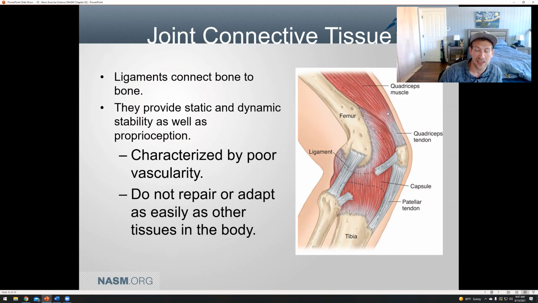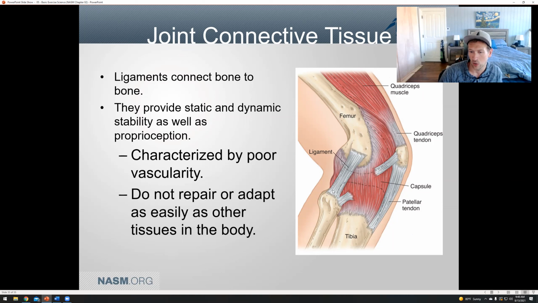So don't get tendons and ligaments confused, guys. Tendons attach muscles to bones. Ligaments attach bones to other bones. Okay, so this right here, this is the ligament right along the outside of the knee.